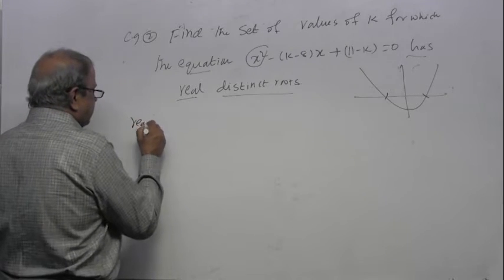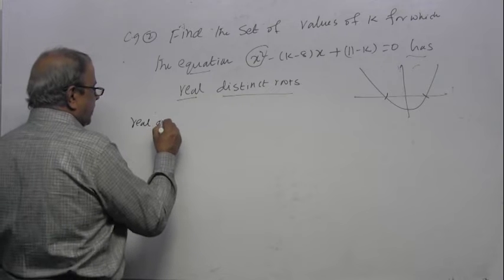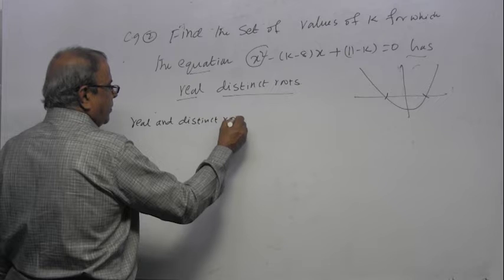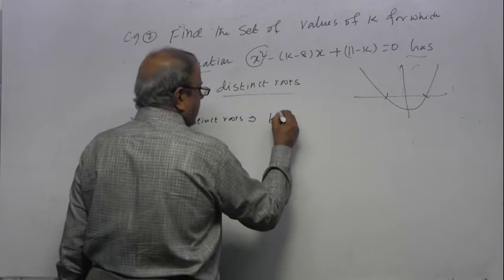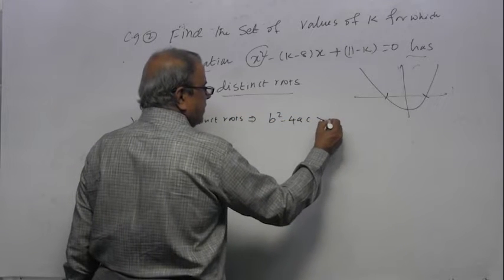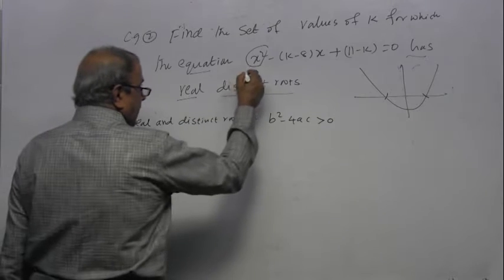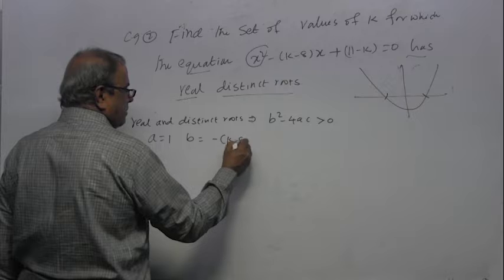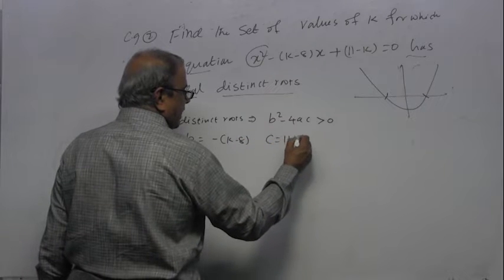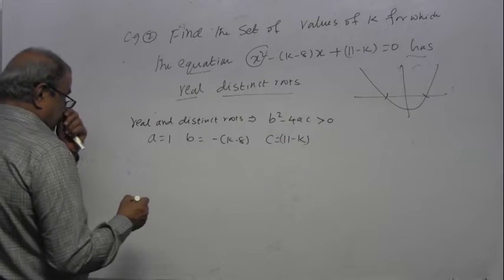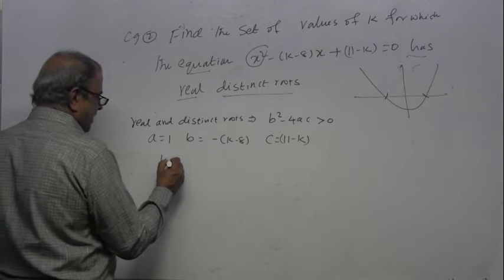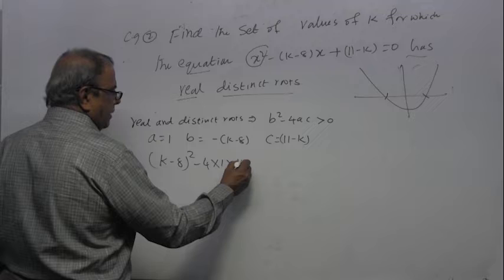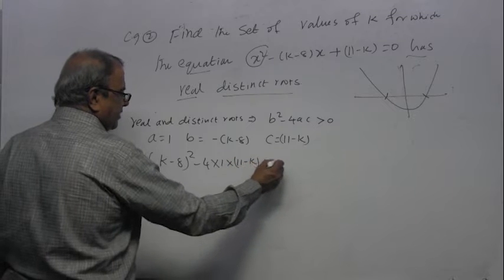So this is what you write in the exam. Real and distinct roots means b squared minus 4ac greater than 0. So your a is 1, b is minus of (k minus 8), c is 11 minus k. So put in the values. B squared, we can ignore the negative sign, minus 4 times 1 times (11 minus k) greater than 0.